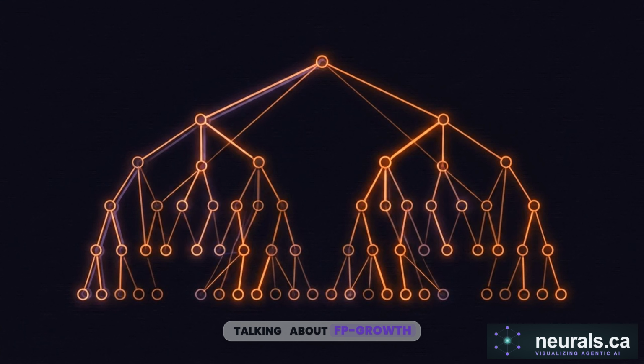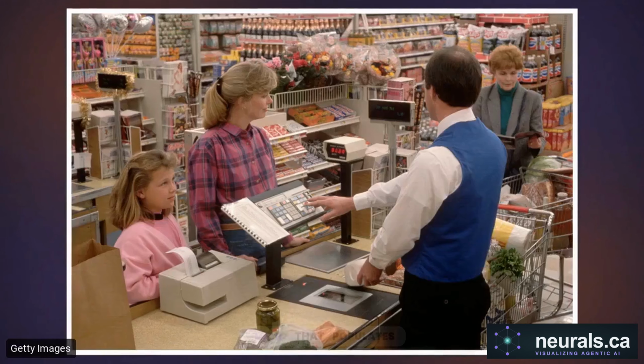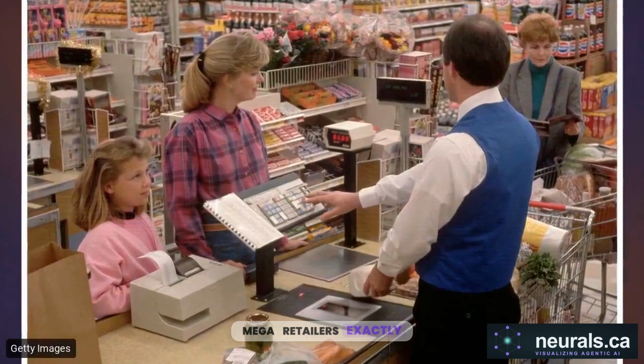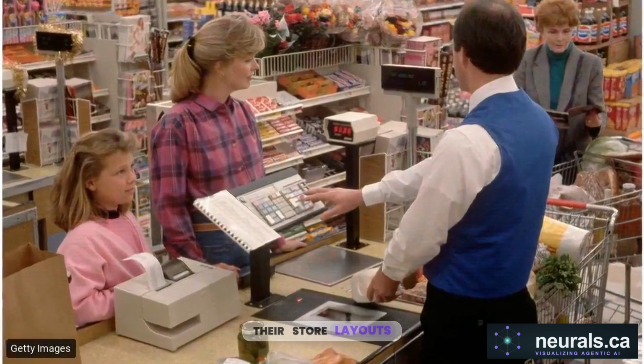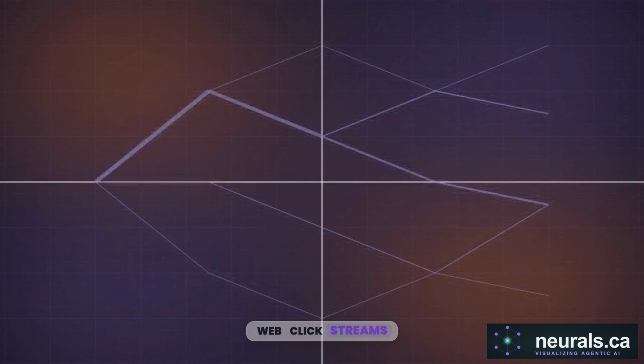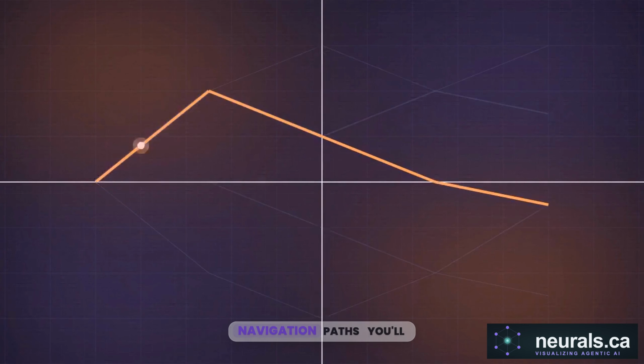We're talking about FP growth. It's the canonical engine behind market basket analysis, the math that populates frequently bought together prompts and tells mega retailers exactly how to optimize their store layouts. It scales directly into digital infrastructure, mining millions of web click streams to map out and predict user navigation paths.